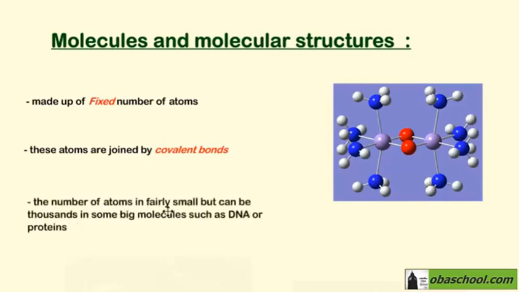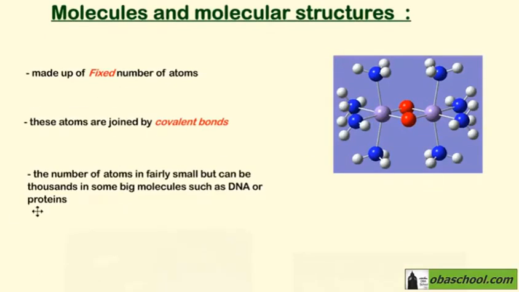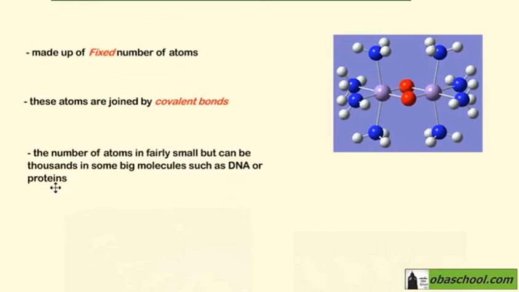The number of atoms is fairly small, but can be thousands in some big molecules. The number of atoms can be small, but it also can be huge in some molecules. Remember, it is a fixed number of atoms. These big molecules that have thousands of atoms are DNA or proteins. Let's see how they look.